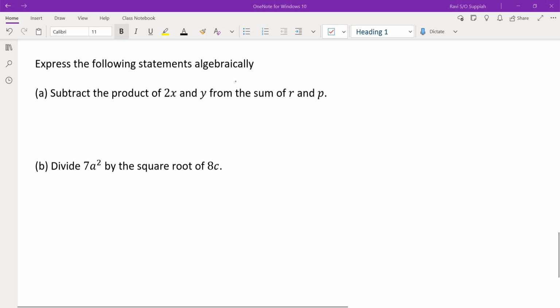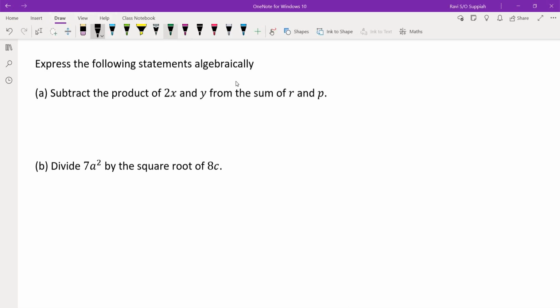Express the following statements algebraically. Okay, so the first statement is subtract the product of 2x and y from the sum of r and p. Okay, so let's look at this step by step.